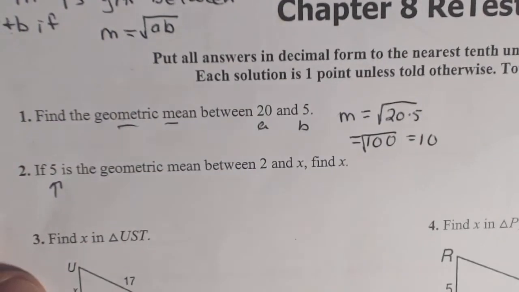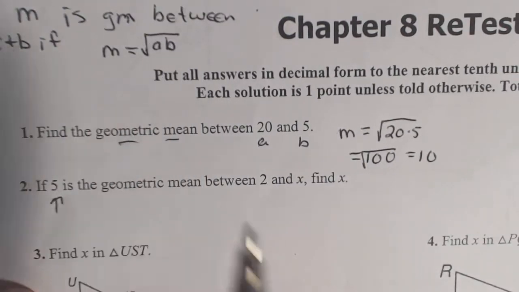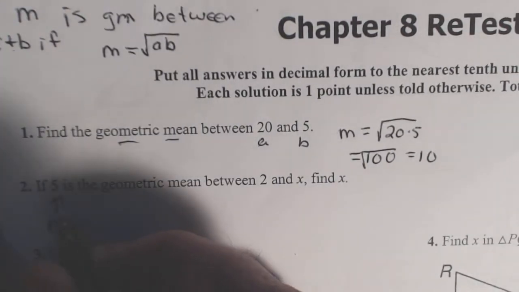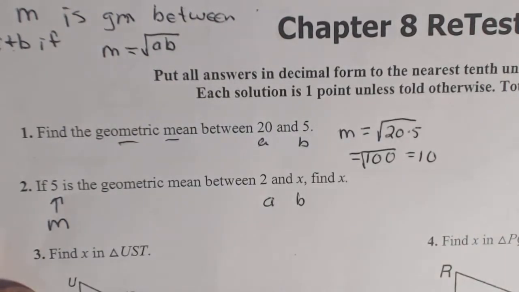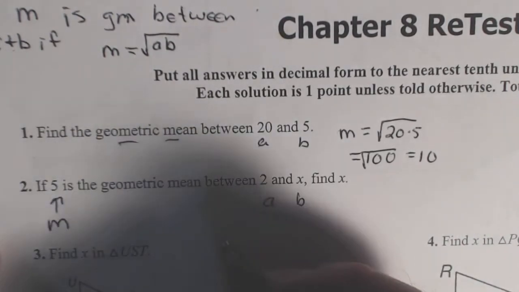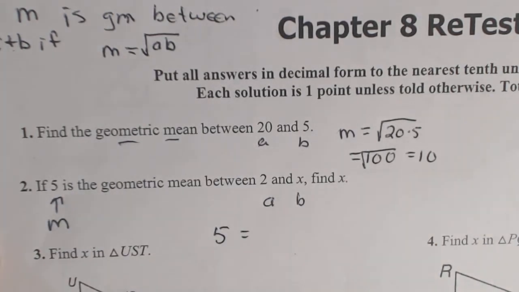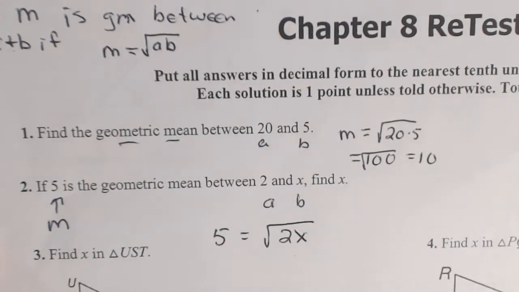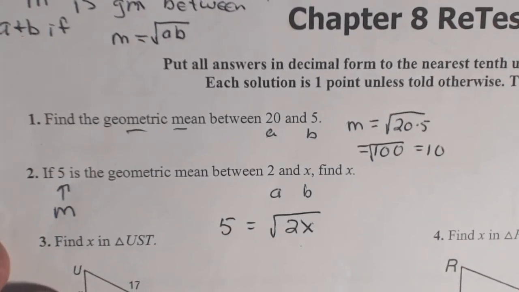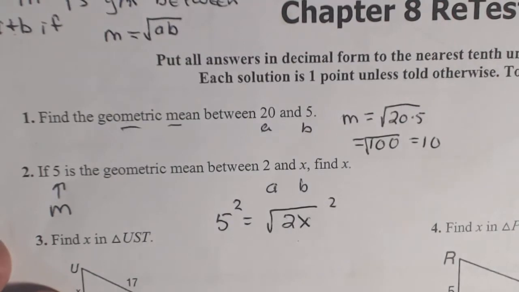On number 2, we know what the geometric mean is. 5 is the geometric mean, so it's the M in that formula. The 2 and the X, that's your A and B in the formula. So 5 is the geometric mean between 2 and X. So it's the square root of 2 times X. In order to get down to X to find out what it is, you have to square both sides. So if you square that side and square that side, you'll still have a true equation.